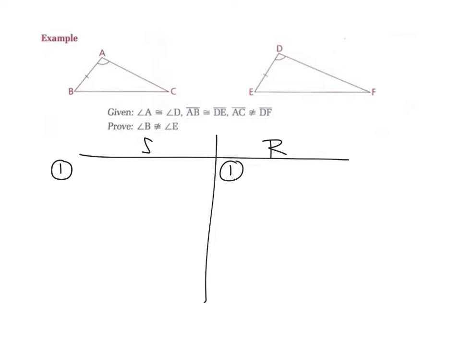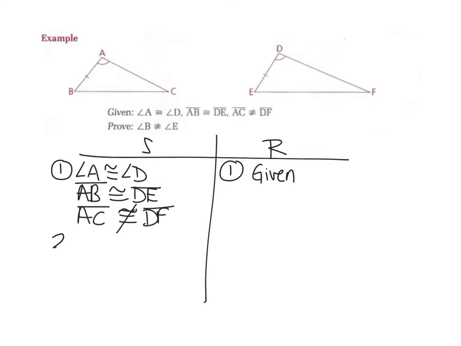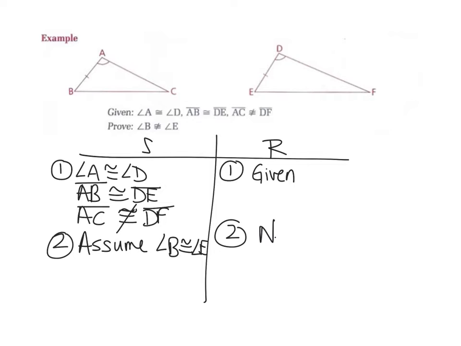Well, we're going to assume the negation. So those are our possibilities, but we're going to assume the negation. So to set this up, I'm going to put our givens. Step 2, I'm going to assume that angle B is congruent to angle E. And the reason? Negation, or you could say assuming the opposite. And you can put that in here if you wanted to.